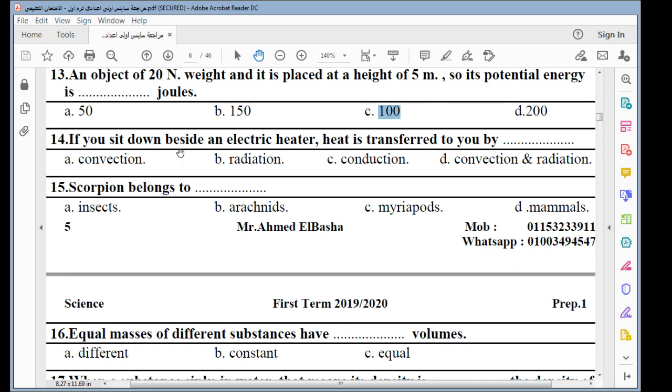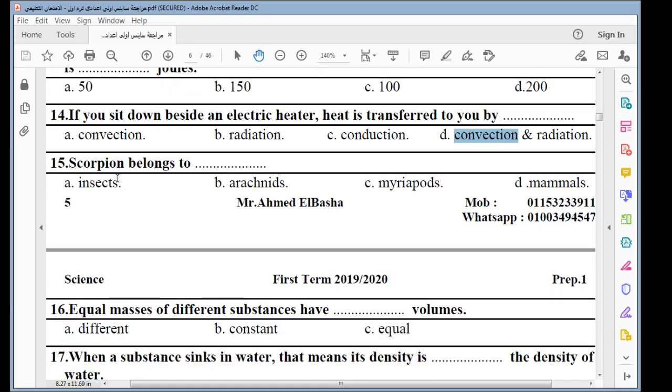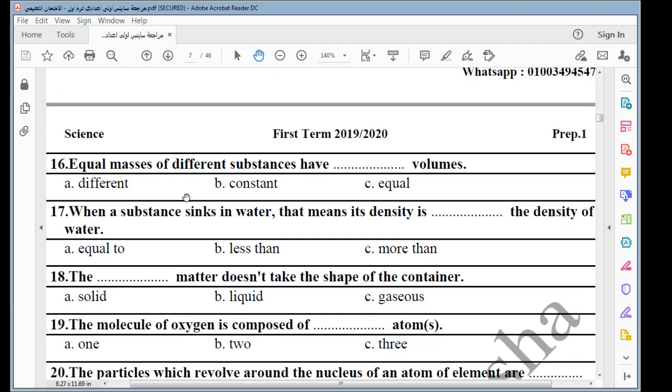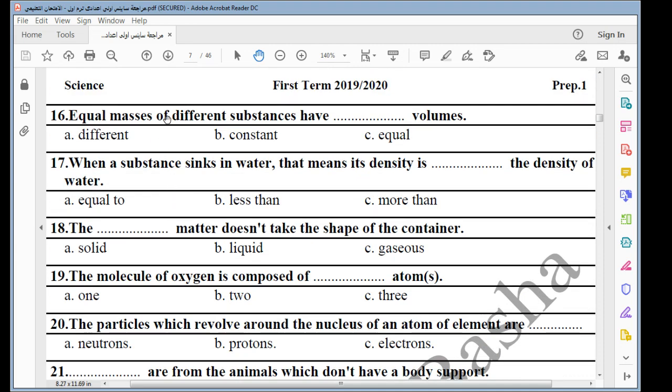14, if you sit down beside an electric heater, heat is transferred to you by A. تمام. convection or convection. number D. Scorpion belongs to. Scorpion belongs to A. تمام. arachnids. تمام. arachnids.